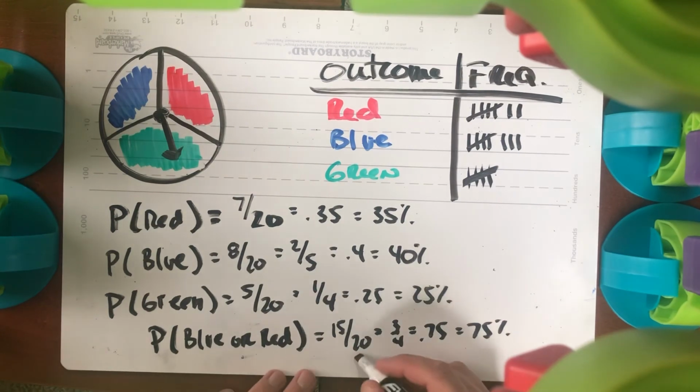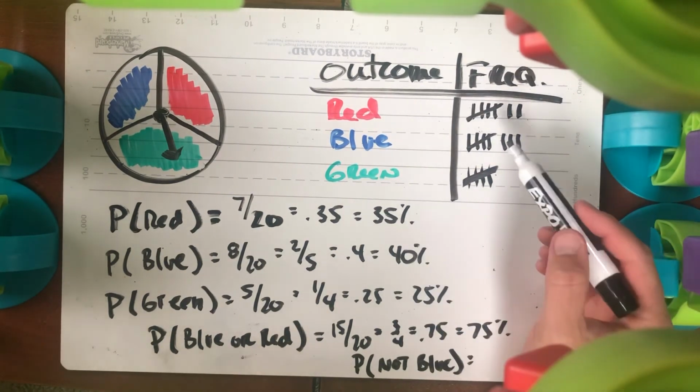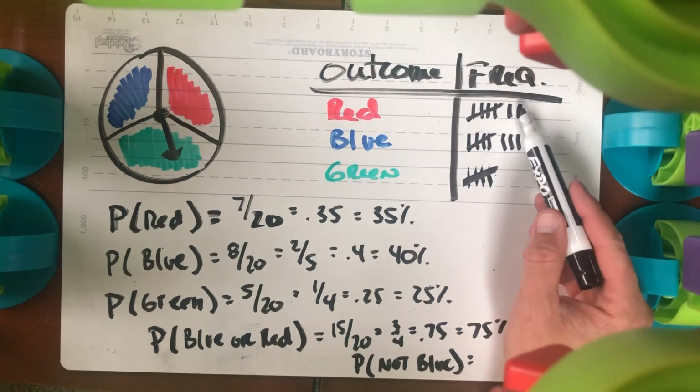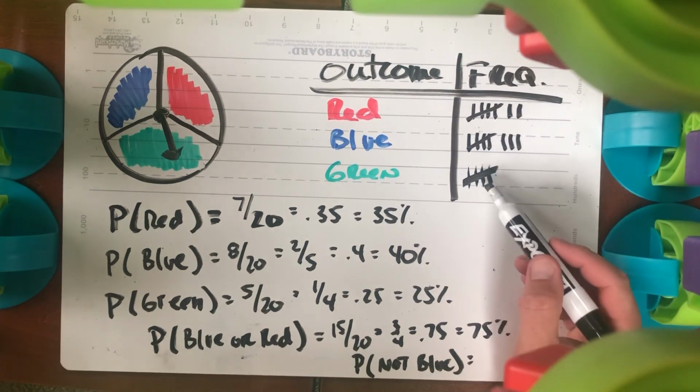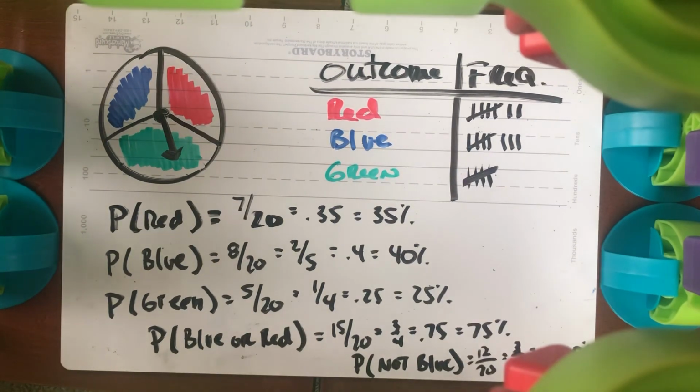You could also say, what's the probability of it not landing on, say, blue? So the probability of not blue, well, anything not blue would be favorable, so there's 7 reds, those are not blue, and there's 5 greens, those are not blue, so that would be 12 out of 20, which can be reduced to 3 out of 5, or 0.6, or 60%. So there's a way that you could find 5 different probabilities from this experiment.